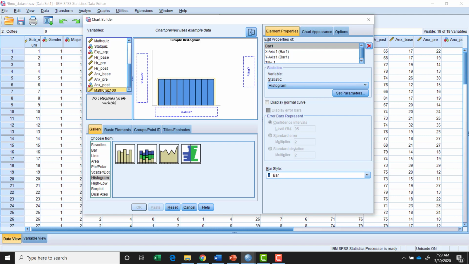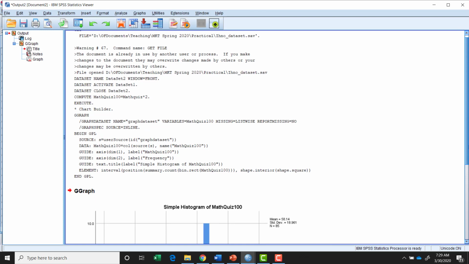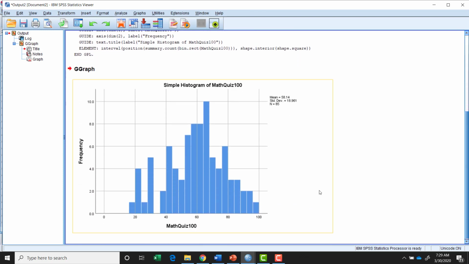Now, the first thing we have: let's say we want to get an overall idea of the distribution of our quiz results. We're going to put Math Quiz 1 in the x-axis. And it's a histogram, so we don't need a y-axis. We're just going to keep all our options as default, and click OK. And there we go. We can see the distribution.